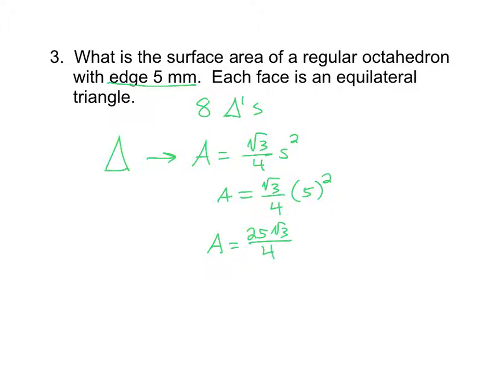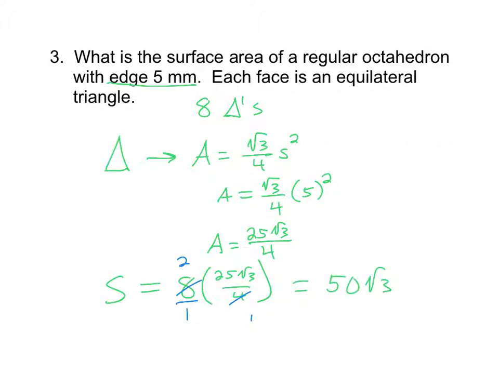All right, now since I have 8 of those triangles, my surface area is going to equal 8 times that triangle, which is 25 radical 3 over 4. And then if you remember your fractions, 4 goes in here once and in here twice. So my final answer is going to be 50 radical 3 millimeters squared.